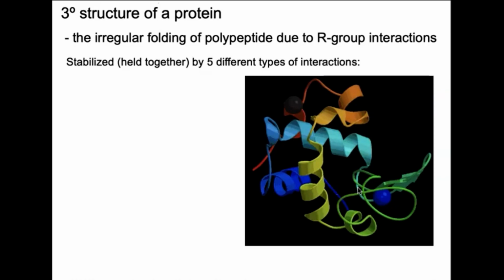It's going to be stabilized by 5 different types of interactions. So we saw with the primary structure, it was just peptide bonds, that's covalent. With secondary structure, it was just hydrogen bonds. But now we have lots of different interactions all working together to hold the protein in a particular form, or what we call a configuration.